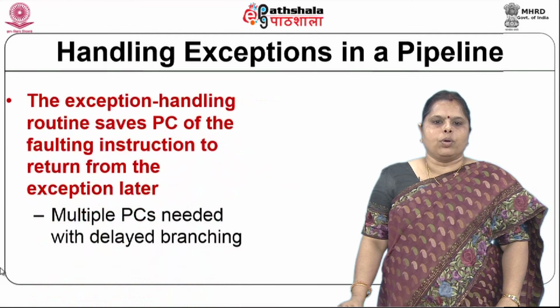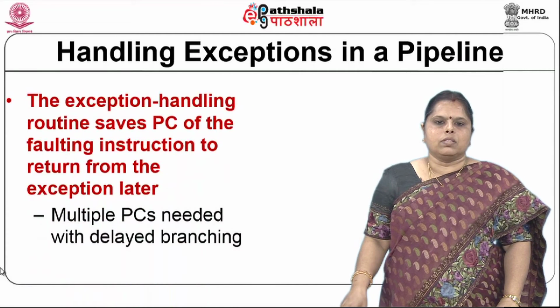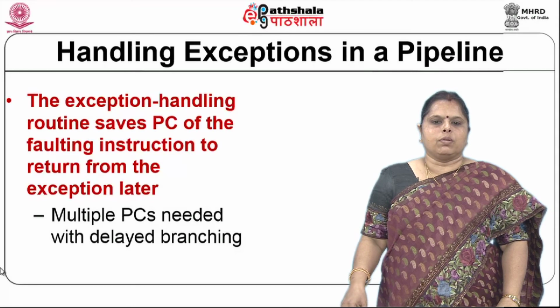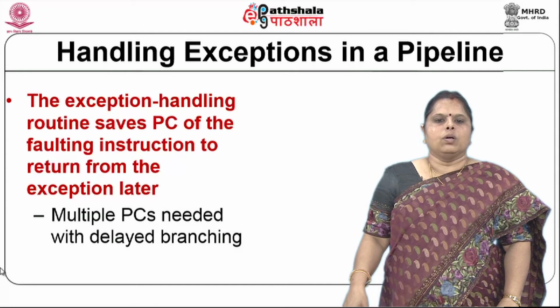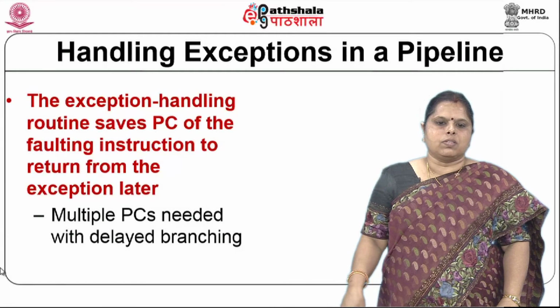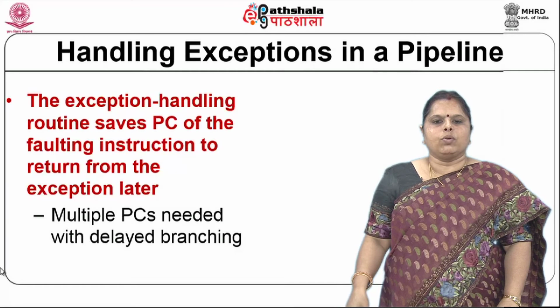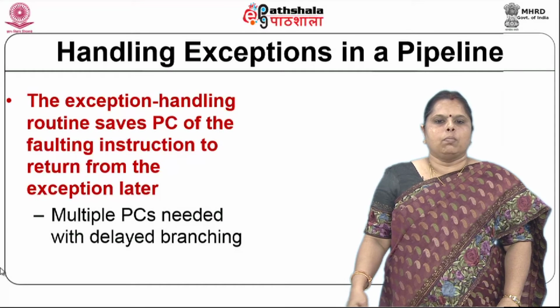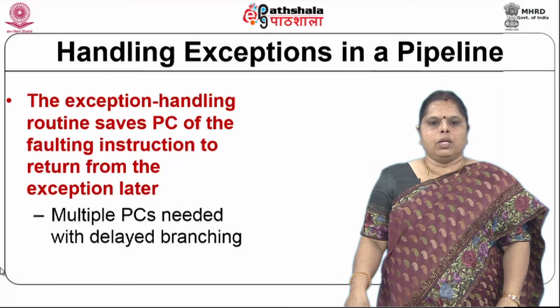The exception handling routine saves the program counter of the faulting instruction to return from the exception later. As soon as the trap takes charge, the exception handler comes into the picture and saves the PC of the faulting instruction. But if a delayed branching concept is implemented, it is not possible to recreate the state of the processor or subsequent instructions with just one program counter value, because the order of instructions has been altered. In that case, multiple program counters are needed with delayed branching. The number needed is the number of delay slots plus 1.